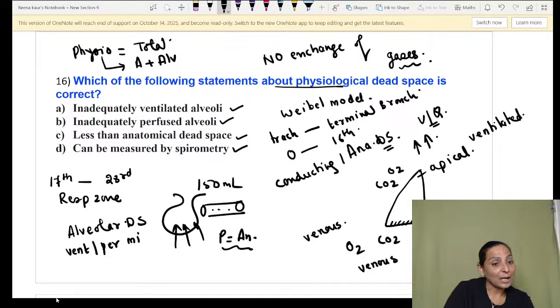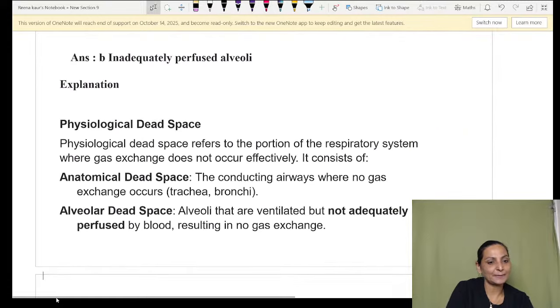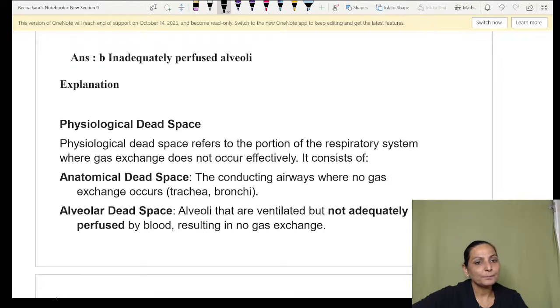ठीक है? Now with this in mind, the correct answer about physiological dead space is B, that is inadequately perfused alveoli. Inadequately perfused alveoli, right? So physiological dead space is equal to anatomical dead space plus alveolar dead space. ठीक है?